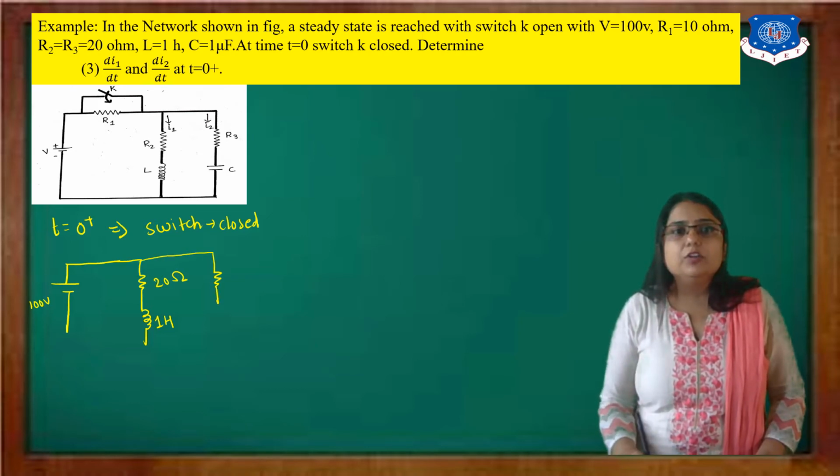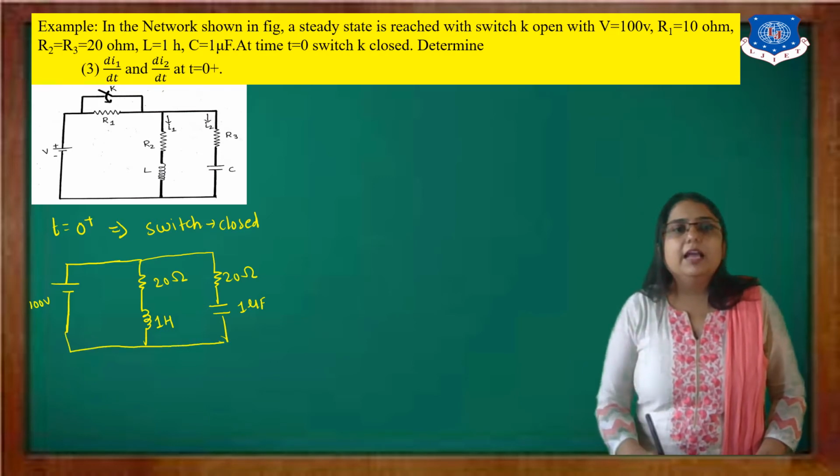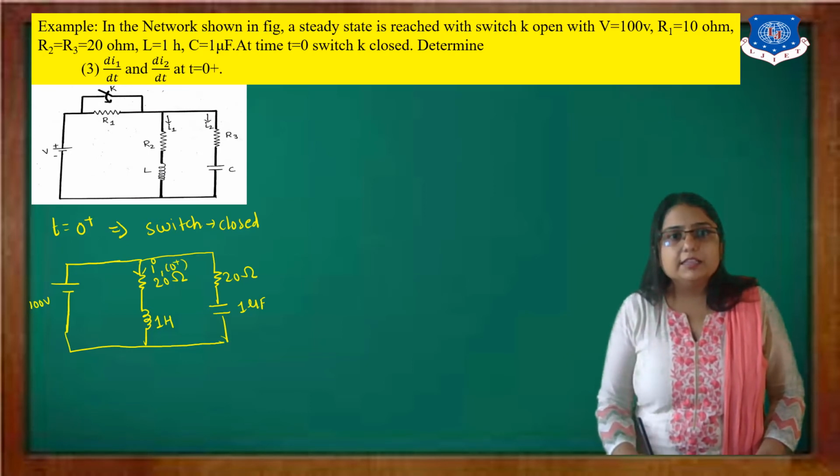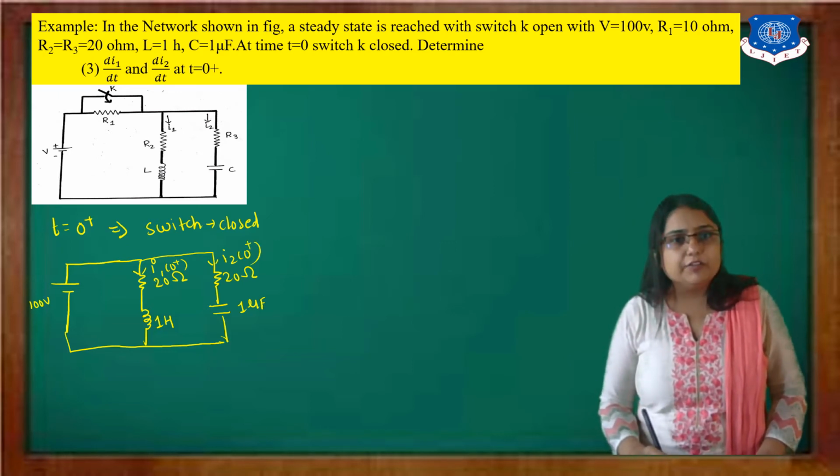Here R3, value of R3 is what? It's 20 ohm. And this capacitor is 1 microfarad. And this current, I am just considering this is I1(0+), and this current is I2(0+). Now we just write down the equation.